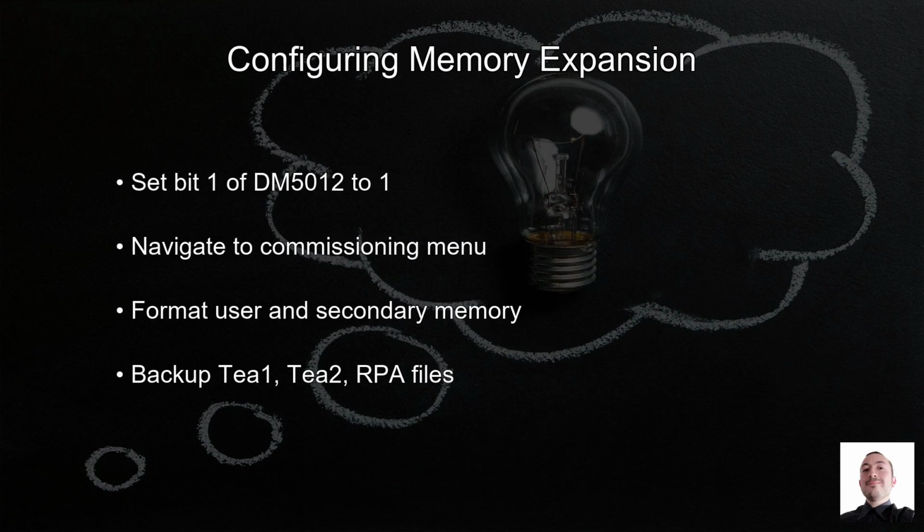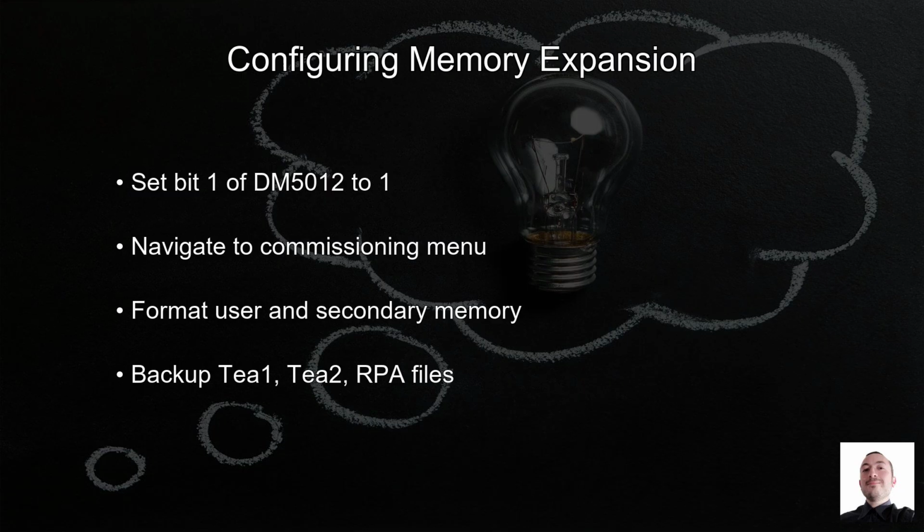To configure memory expansion on your Sinumerik 810M, you'll need to access the machine's parameters. Begin by setting bit 1 of DM5012 to 1. This activates the memory expansion feature. Next, navigate to the commissioning menu.